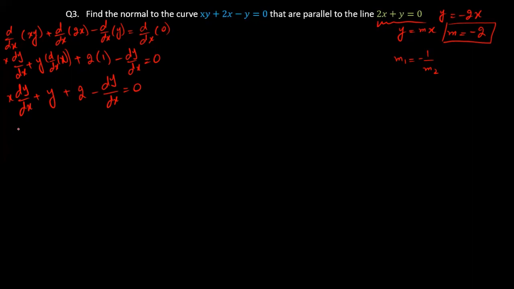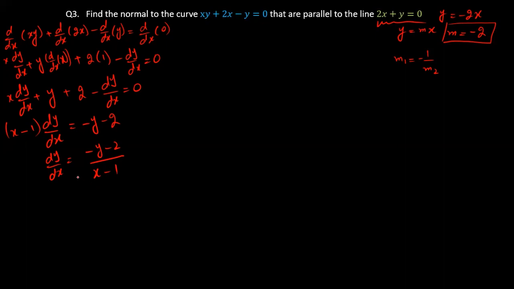And now we can see that we have two terms with dy by dx, so we can rewrite it like this. It will be dy by dx into x minus 1, and we can take these two terms to the right side and they will become minus y minus 2, and from here we can compute dy by dx by dividing this term on both sides.